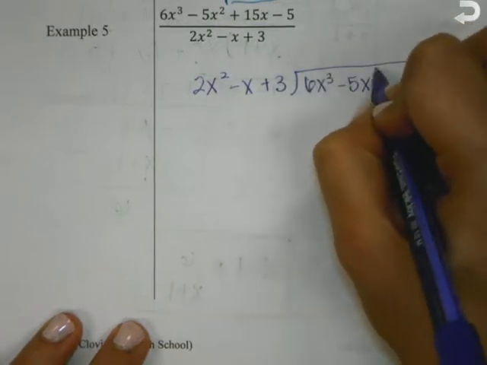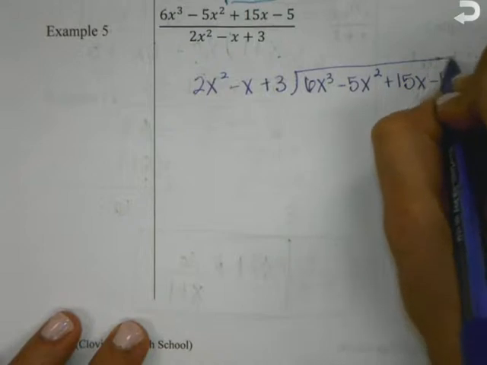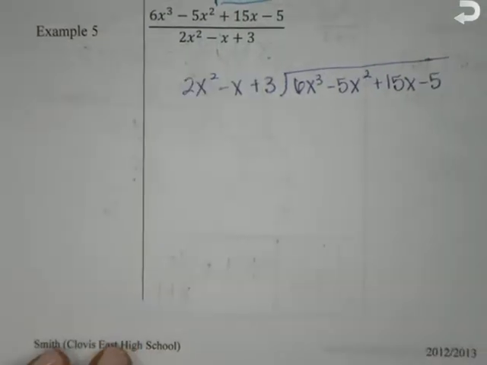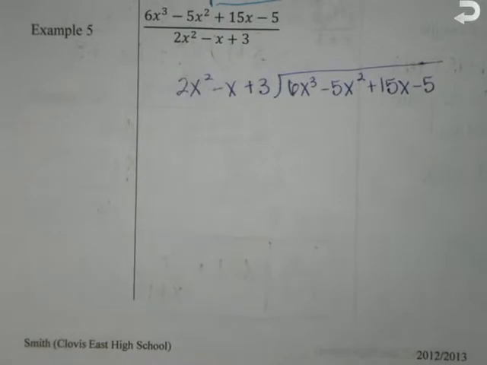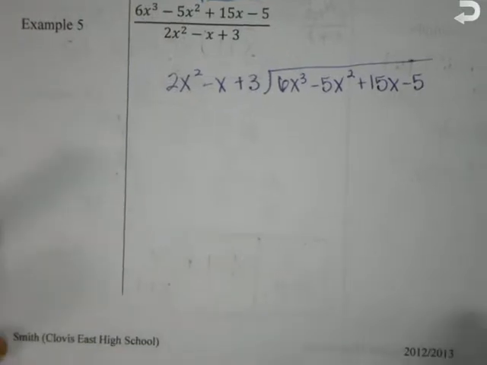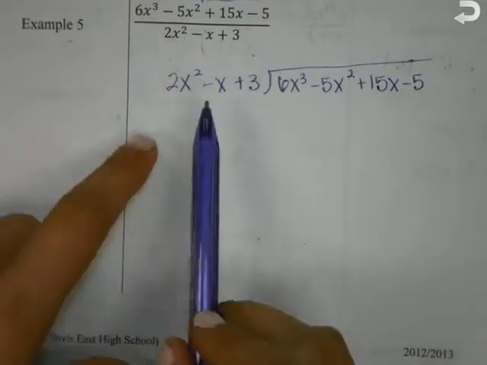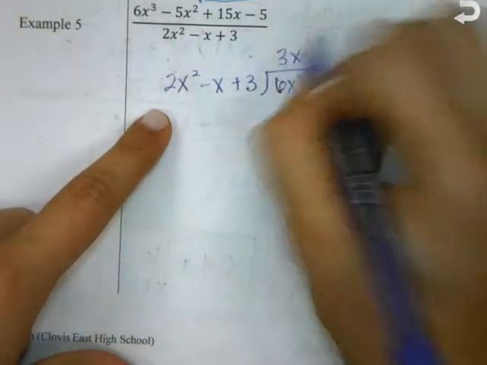Alright, so what is the first thing I have to do? You have to find something that goes into 6x cubed. Right. And it would be 3x. Good, 3x. So we multiply 3x by 2x squared, and what is that going to give me? If I multiply 3x by the whole divisor.